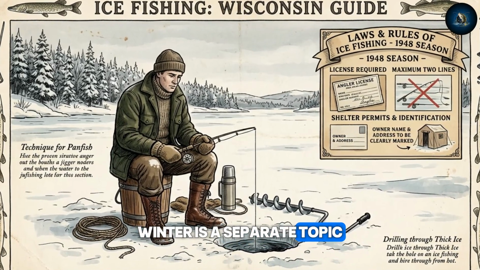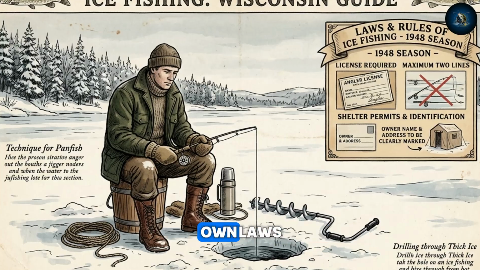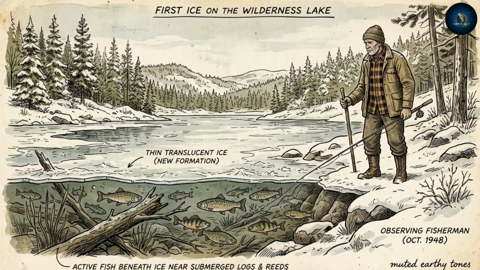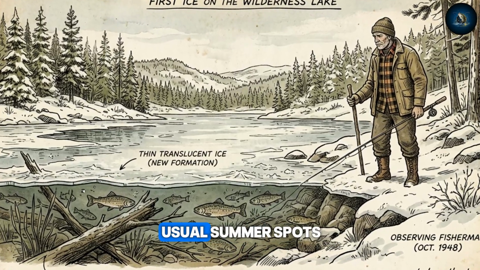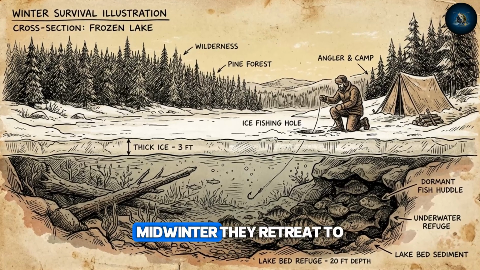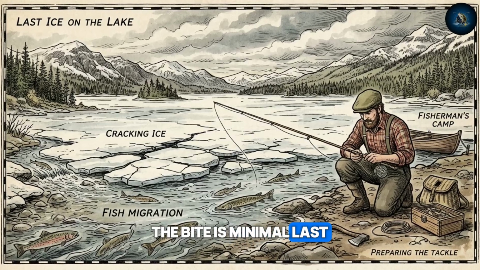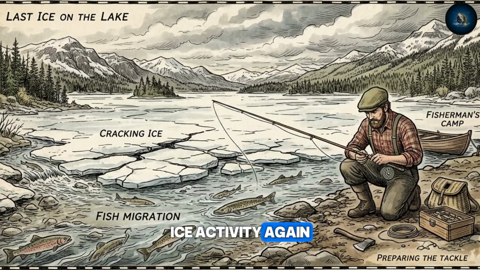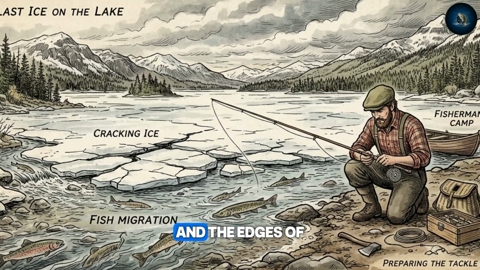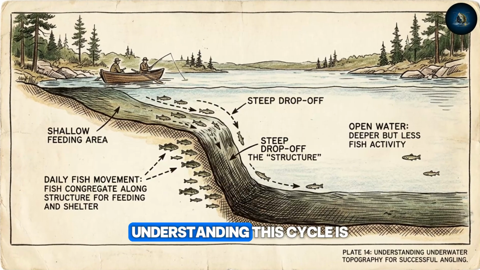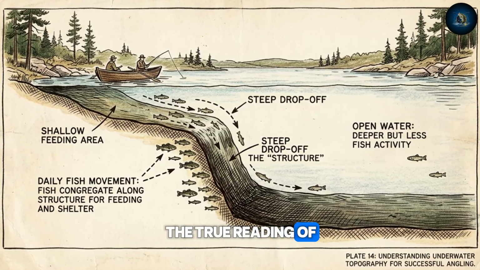Winter is a separate topic. Ice fishing follows its own laws. First ice. The fish are still active and hold in their usual summer spots. Midwinter. They retreat to the holes. The bite is minimal. Last ice. Activity again. The fish move toward the inflows and the edges of the body of water. Understanding this cycle is the true reading of a lake.